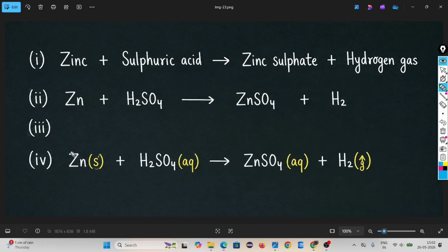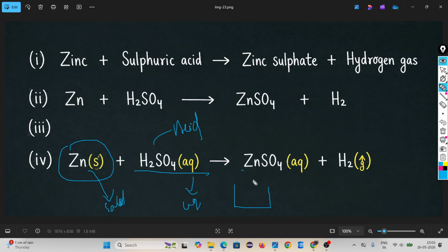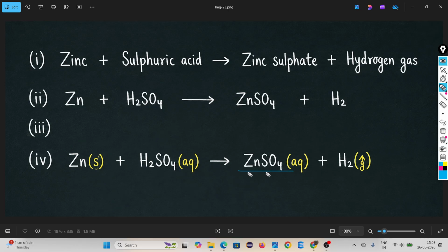How? Zinc is a solid. H2SO4 is aqueous. Aqueous means, remember, it is an acid. We don't react acid directly. We put the acid in water, then we react. That's why it is aqueous. Aqueous means soluble in water. Then it will give you zinc sulfate, which is also aqueous. It is a salt. You will understand why this is acid and this is salt in the upcoming chapter. And the hydrogen gas is emerging. For gas, we write G or this arrow mark.